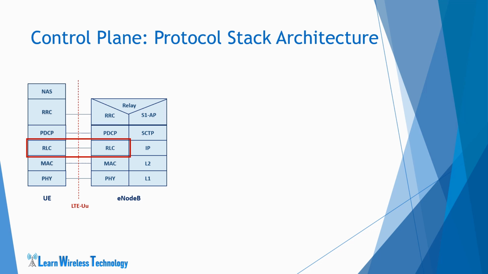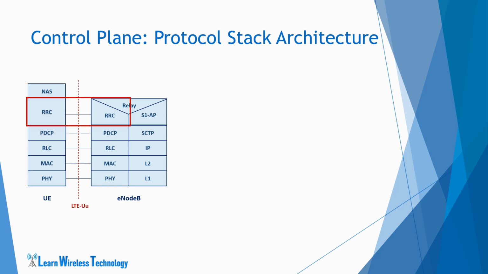RLC layer is used to transfer control plane signaling messages in transparent or acknowledged mode. MAC layer is responsible for prioritizing and multiplexing of control and user data from logical channels. It also supports link adaptation and HARQ.